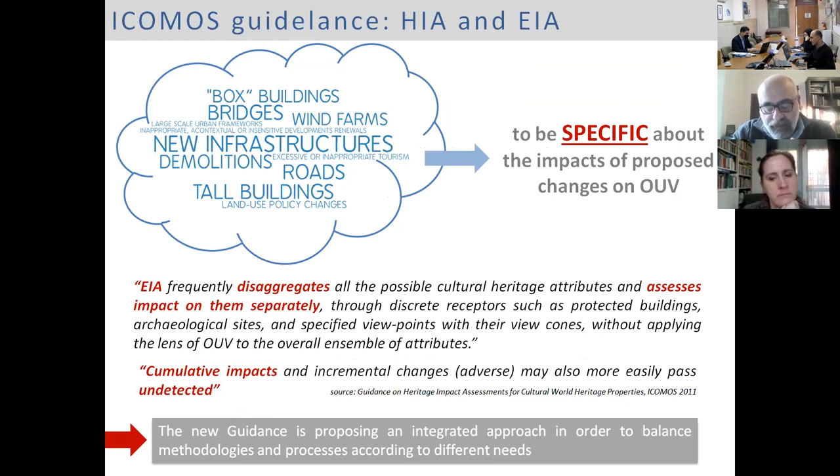The previous guidance gives us some main approaches, and the main one is to be specific. Normally, cumulative happenings and incremental changes may more easily pass undetected. This is the main problem in the difference between the EIA approach, so the environmental approach, and the heritage approach.